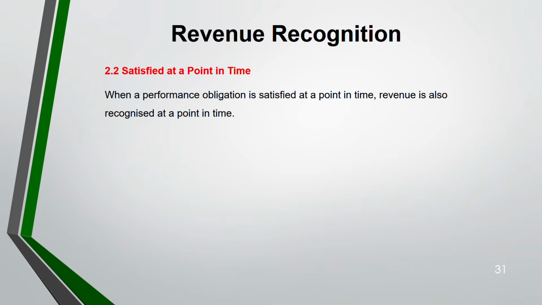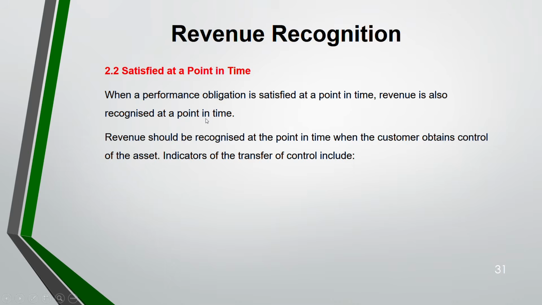Next, at a point in time. This is easier. But in your exam, check whether it is at a point in time or over a period of time. Mostly, they might give both, but mostly what I've seen is over a period of time. That's what they usually get in the exam. Okay, so when a performance obligation is satisfied at a point in time, revenue is also recognized at a point in time. Revenue should be recognized at the point when customer is having the control of that asset.